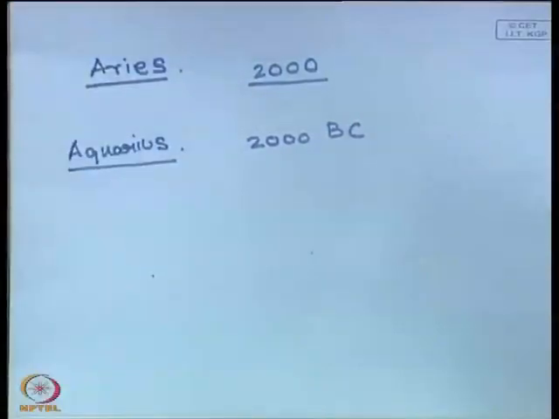So the location of the spring equinox with respect to the other fixed stars has changed gradually over time, and this is something that has to be appreciated, because we use the location of the spring equinox. People in different cultures have used the location of the spring equinox to set their time scale, and so the time scale is decided by the event that the sun enters, we have the spring equinox.